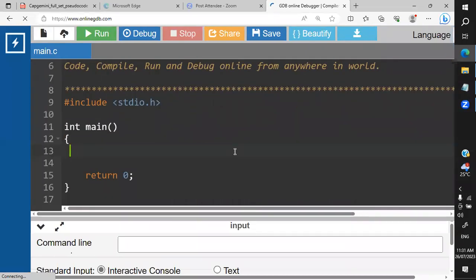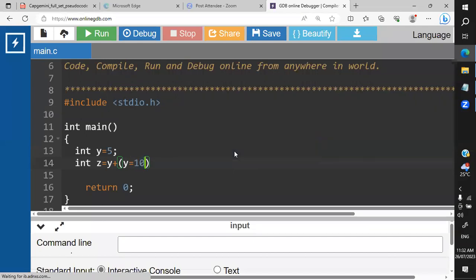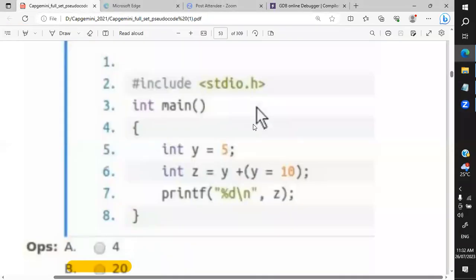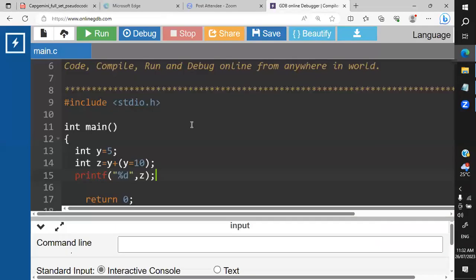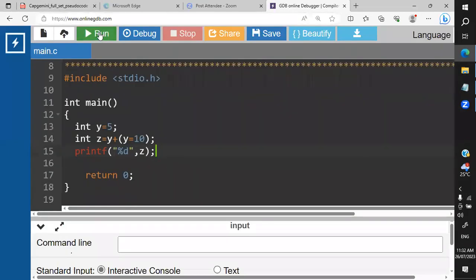I have a variable called int y equals 5. And then we have written int z equals y plus (y equals 10). And then we are printing the z value. I hope that's all right. printf double quotes percent d comma z. Are we doing anything else? Let me check once. y equals 5, z equals y plus (y equals 10). Print z. That's it. Yeah, that's all. Let us run it and check once.